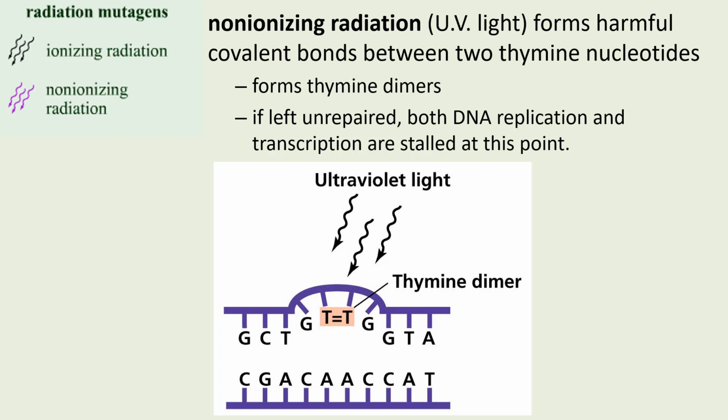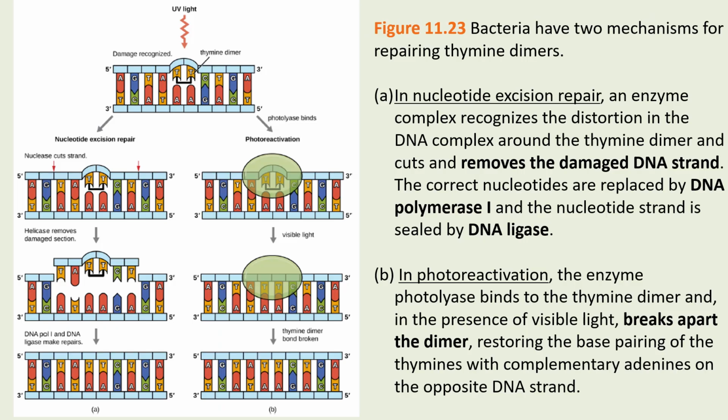Now the two thymine nucleosides' nitrogenous bases will form this bulge in the double strand. Very similar to the intercalating agents, except in this case it's only one of the two strands that forms a bulge.